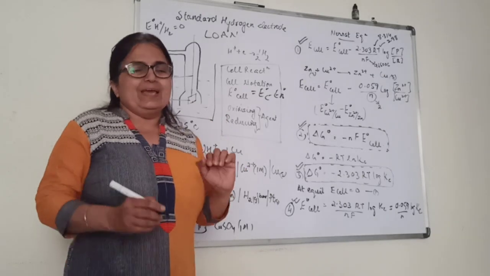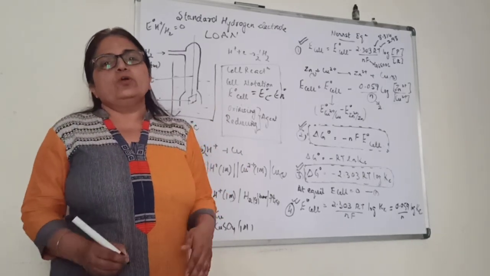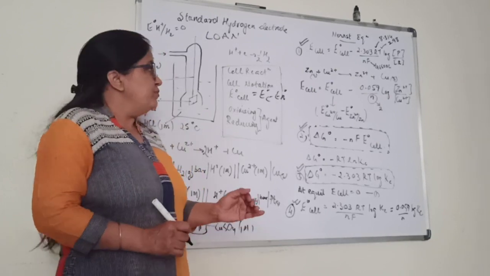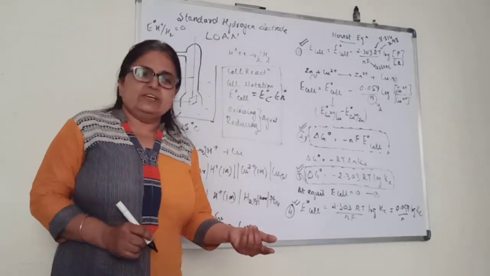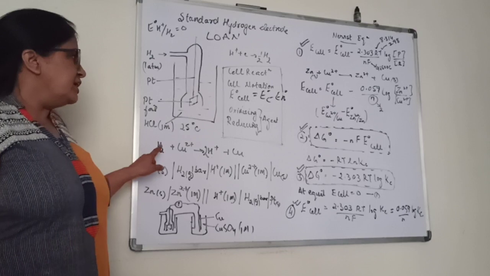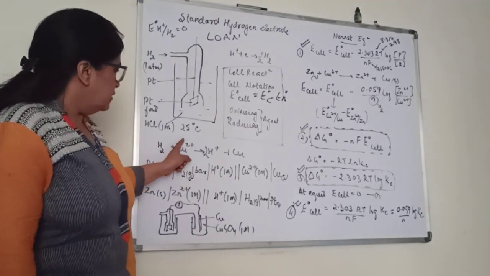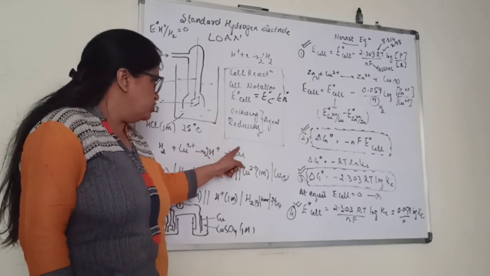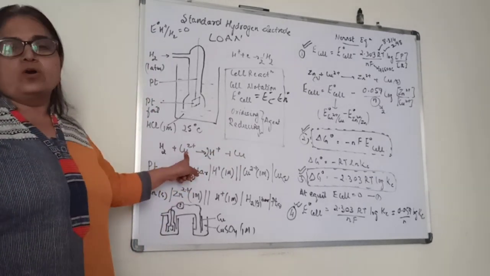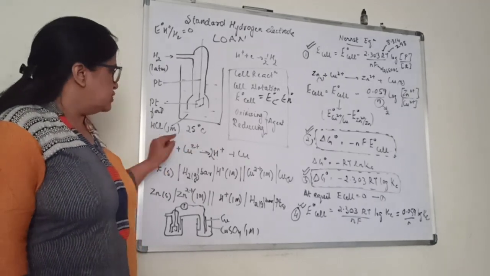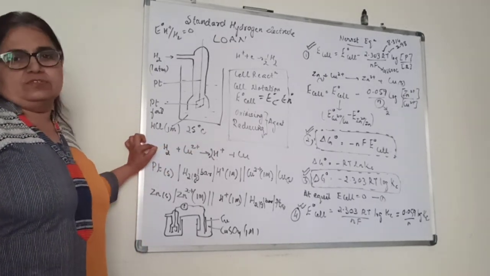Oxidizing and reducing agent. Any substance which is undergoing oxidation acts as a reducing agent, and if it is undergoing reduction, it will be an oxidizing agent. So what is the oxidizing agent in this case? Because copper is undergoing reduction here, copper is acting as the oxidizing agent. Hydrogen itself is undergoing oxidation, so hydrogen is acting as a reducing agent.